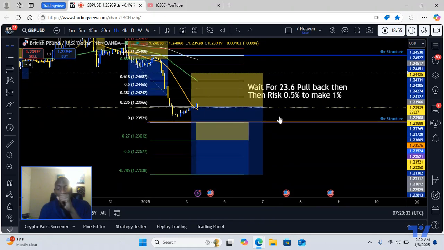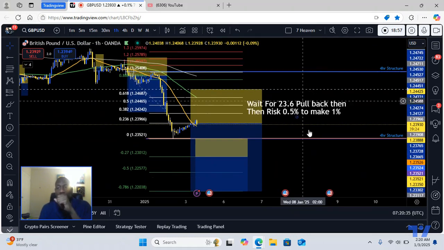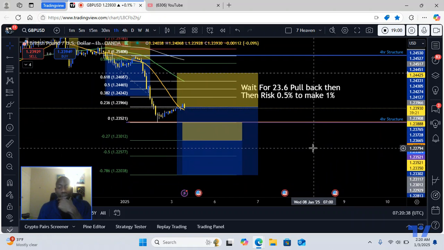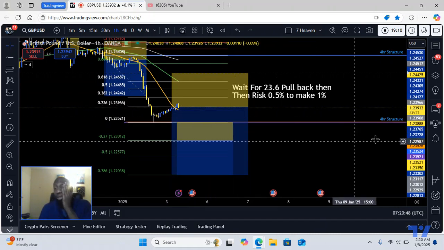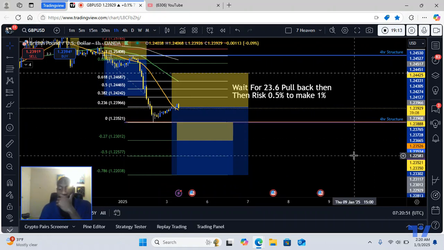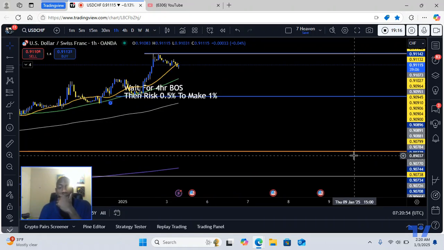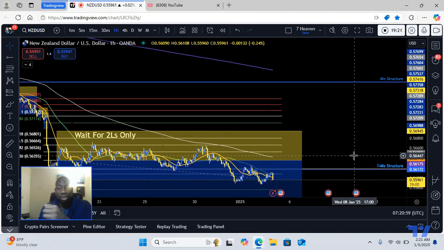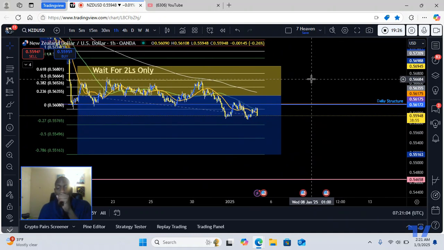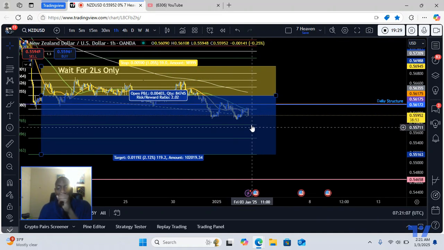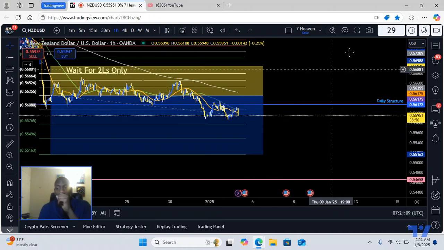So there you have it. That's the setup, nice and clean from the very beginning to now, right? And I do that on everything. The way I explain it, I do it on every single pair. Every single pair I take. This one, waiting for a 4-hour break of structure, and then I'll be risking that 0 point, right? This one, I'm waiting for 2 L's and only, right? So I'm waiting for this thing to come down, get active, and I want to see this thing lose, right?